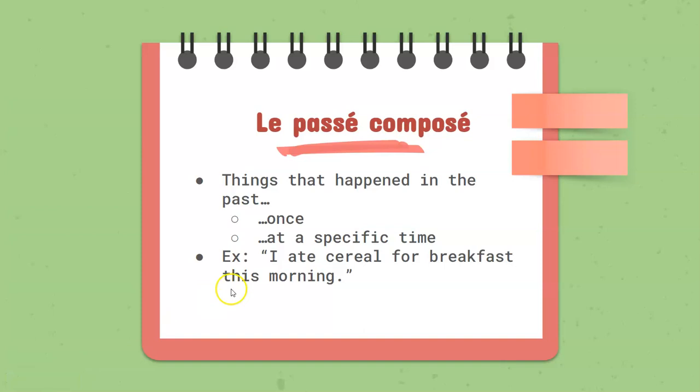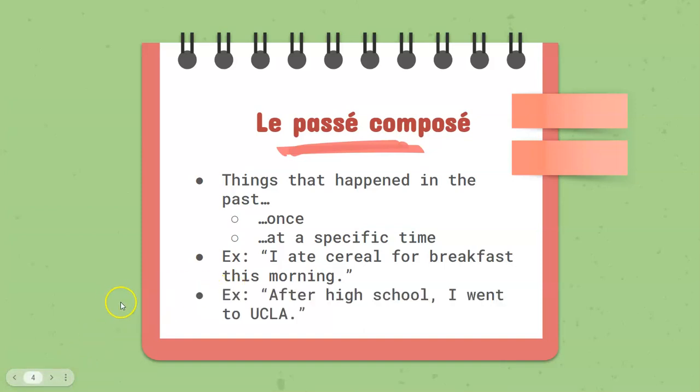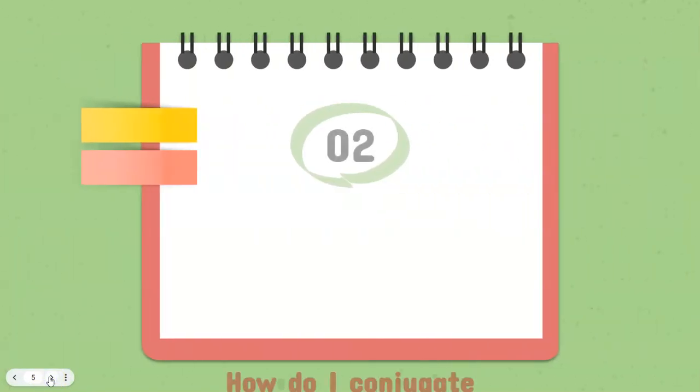For example, I ate cereal for breakfast this morning. That would be le passé composé. After high school, I went to UCLA, right? I could tell you the day that I started. Even if I don't have it memorized, I could, in theory, pinpoint that date. It will be a lot easier to know when to use le passé composé after we talk about l'imparfait, which is our other past tense. So for now, don't sweat too much about when to use each one. Let's talk more about how to write it.